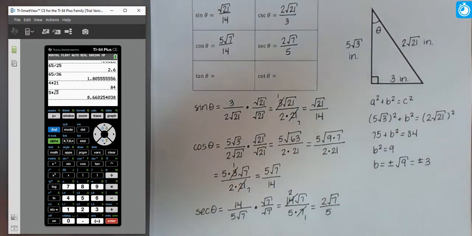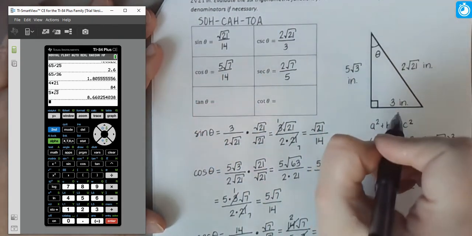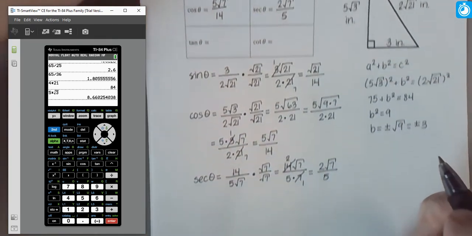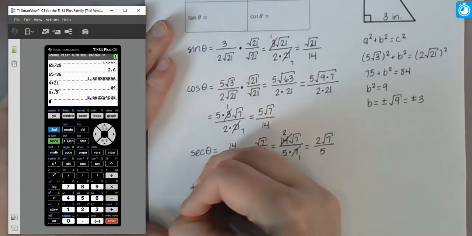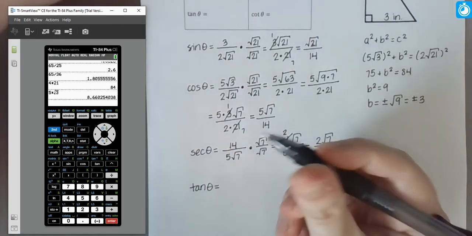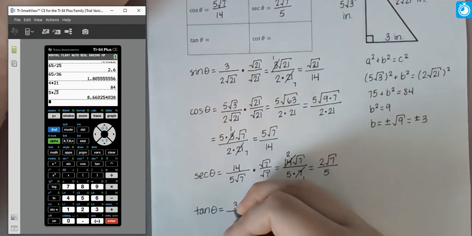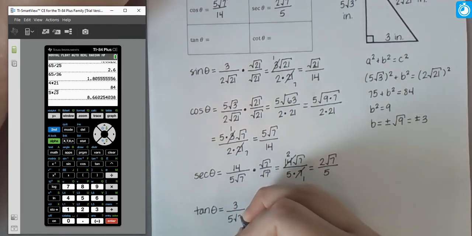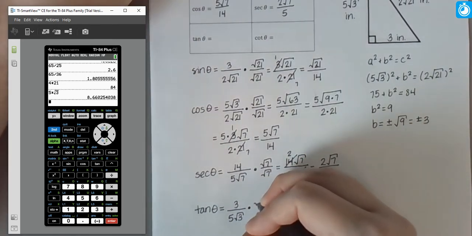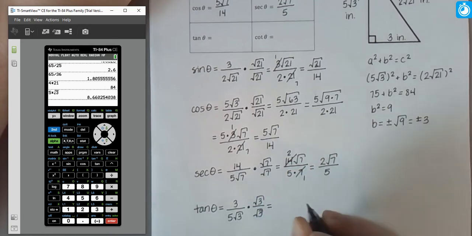Okay, and then tangent and cotangent. So tangent is defined as opposite over adjacent. So opposite over adjacent. Now again, it looks like we're going to have to rationalize something. This is definitely a test of your preliminary algebra skills, right? So opposite over adjacent. So 3 over 5 root 3. Rationalize the square root of 3 in the denominator. So we're multiplying by root 3 over root 3.